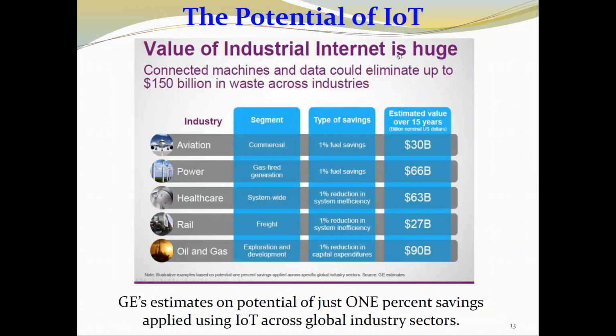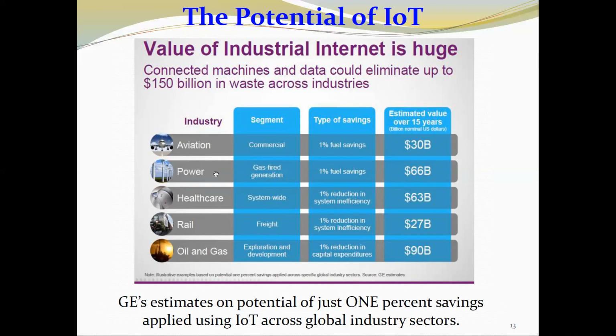यहाँ पे कुछ वैल्यूज ऑफ इंडस्ट्रीज दी हैं. The internet of connected machines with data could eliminate up to 150 billion in waste across the industries. Like यहाँ पे कुछ industries हैं जिनमें segments of type of saving वगैरह और estimation over 50 years दिया है, estimation दिया है potential 1% saving का when applying this IoT across the global industrial sectors, right? तो इतना फायदा हो सकता है या फिर इतना परसेंटेज सेविंग हो सकता है.